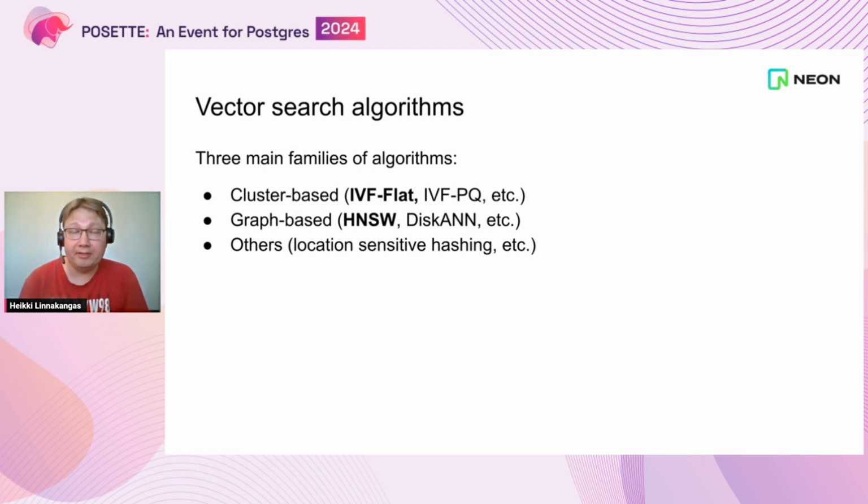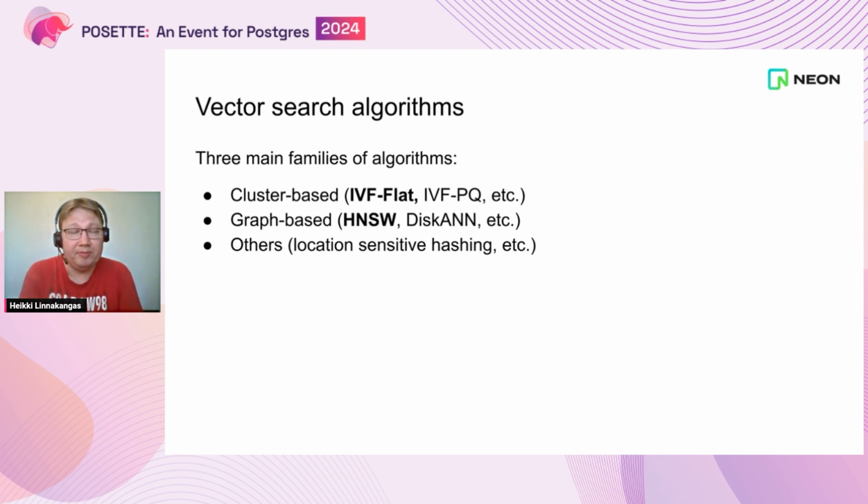Then there's graph-based. These are slightly newer algorithms. HNSW is the very common one, and that's also implemented by pgvector. There are others like DiskANN, but it's the same kind of approach. You have a graph, and you navigate that graph until you find the ones that are similar to your search.